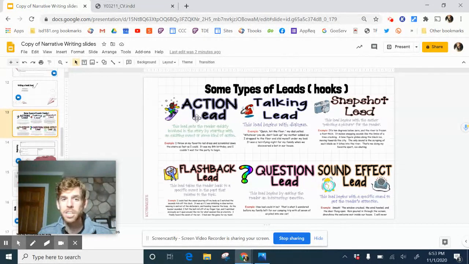So we have the action lead. This lead gets the reader quickly involved in the story by starting out with an exciting event or some kind of action. And you can read the example on your own.